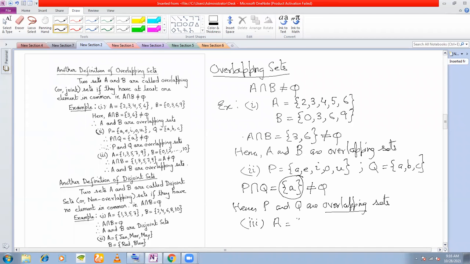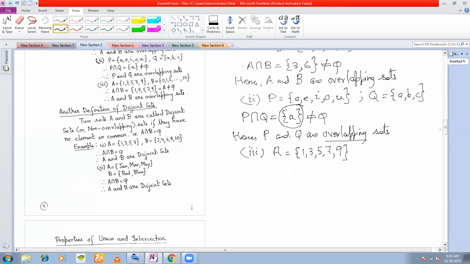Suppose I give you the set A is equal to 1, 3, 5, 7, 9. And if I give you the set B as, let's say, 11, 12, and 13. Now, are they overlapping sets? Find out A intersection B. Are there any common elements between A and B? No, sir. It is a null set. So we say hence A and B are not overlapping sets.